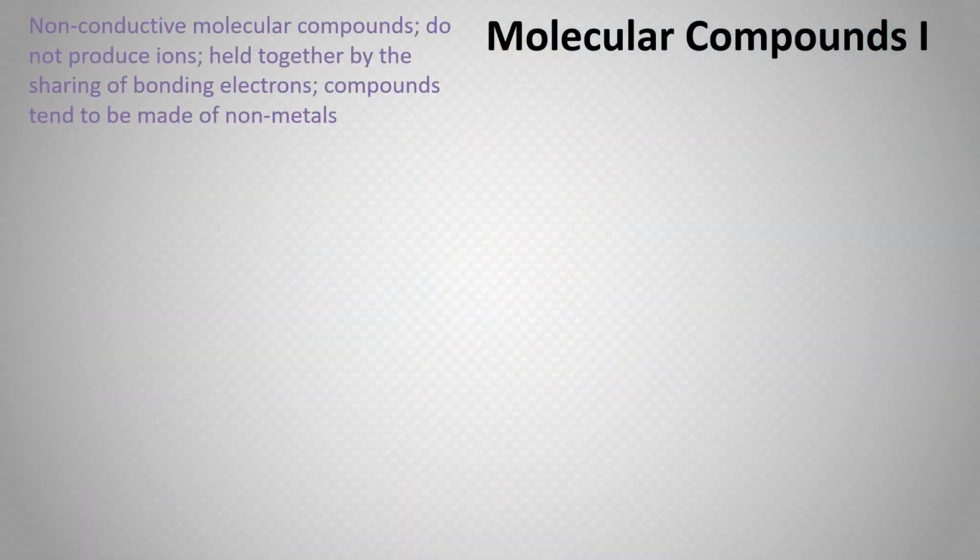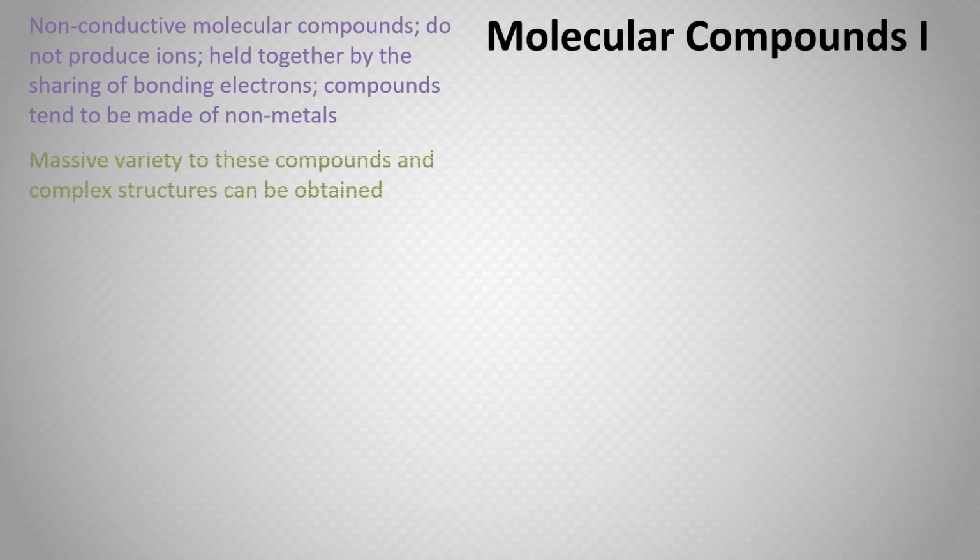Let's look at the non-conductive molecular compounds. Now, these compounds don't produce ions when dropped in solution, since they're bound together by the sharing of electrons. These systems usually have no metal elements. There's a wonderfully massive variety of these compounds, and there exists the possibility of very complex structures.